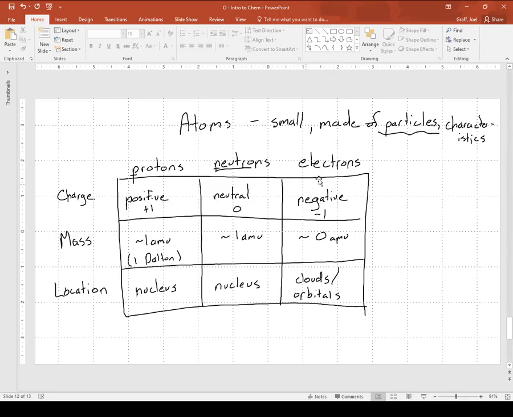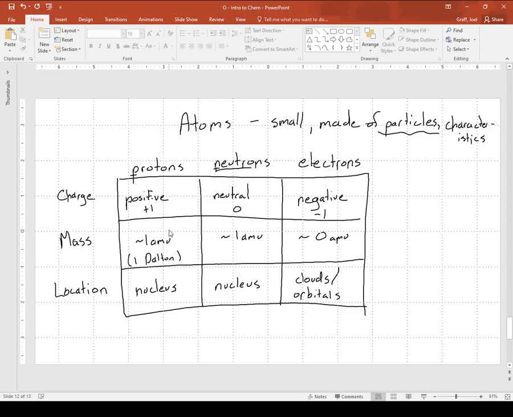So if we have an atom that has lots of protons, neutrons, and electrons, if the number of protons and the number of electrons are equal to each other, we'll have an overall neutral charge, or charge of 0, for that atom. We'll talk about what happens if the number of electrons differs from the number of protons later on.